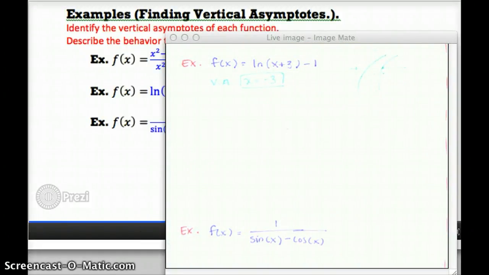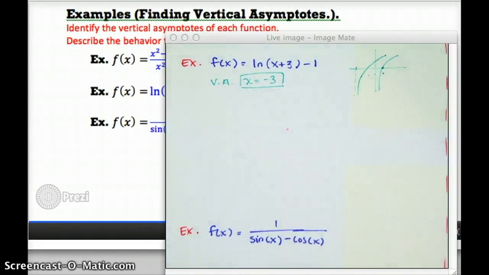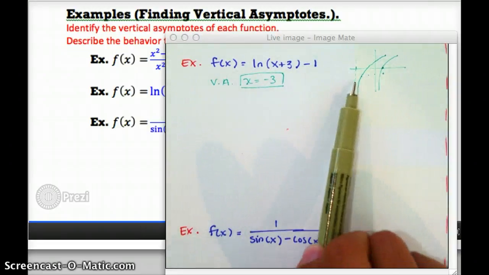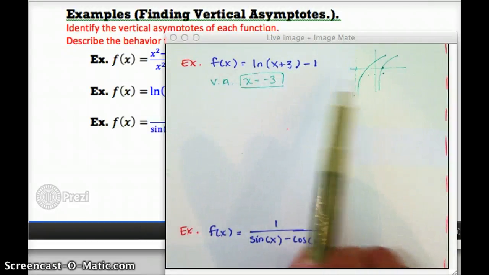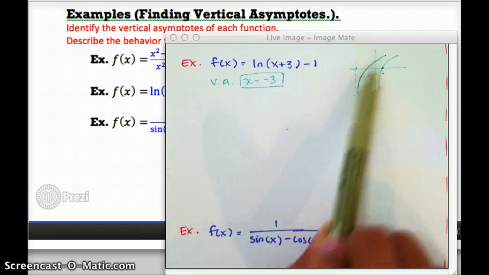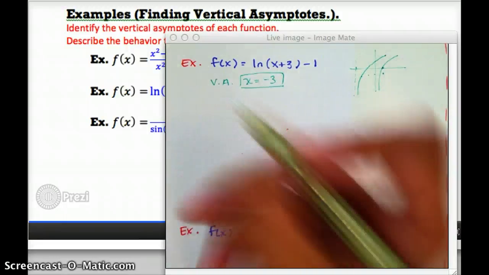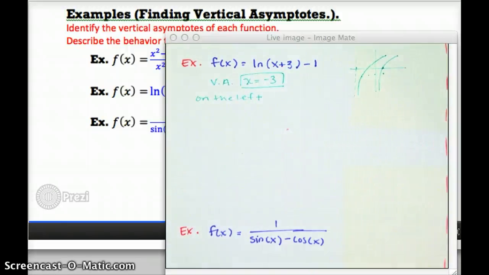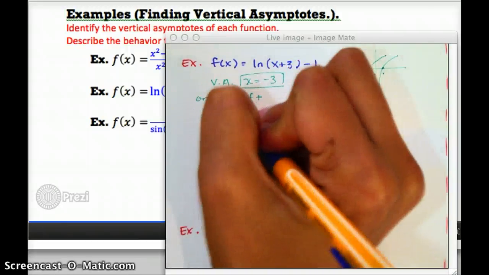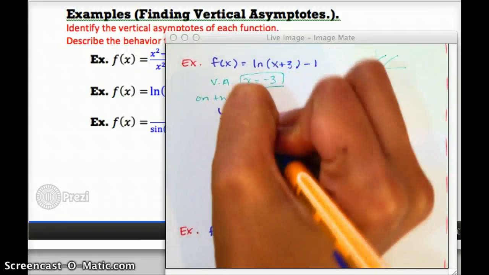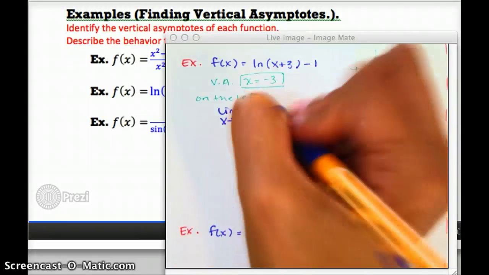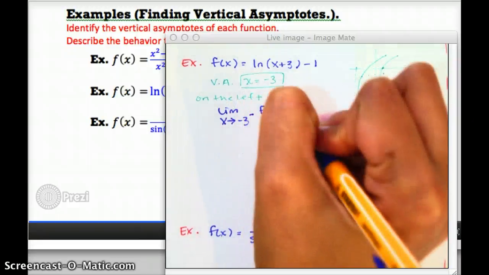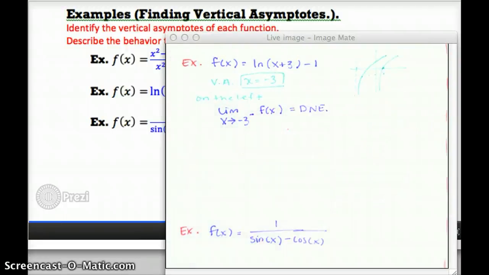Next, we want to know what happens on the right and on the left. Well, one interesting thing is you already know from thinking about the graph that actually nothing happens on the left. On the left-hand side, the function doesn't exist because it's a logarithm. So we can start by just writing that on the left, the limit as x approaches -3 from the left-hand side of this function does not exist. The whole function doesn't exist even. Now we're wondering about on the right.